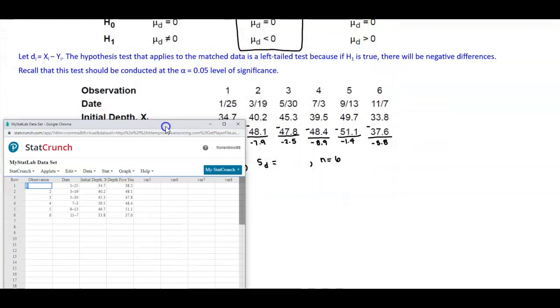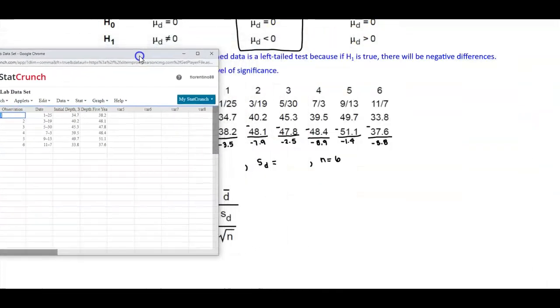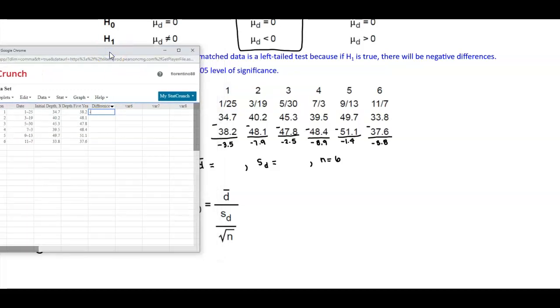Okay, and then I'm going to title this column the differences. And I'm going to put those values in. So we have negative 3.5, negative 7.9, negative 2.5, negative 8.9, negative 1.4, and negative 3.8.